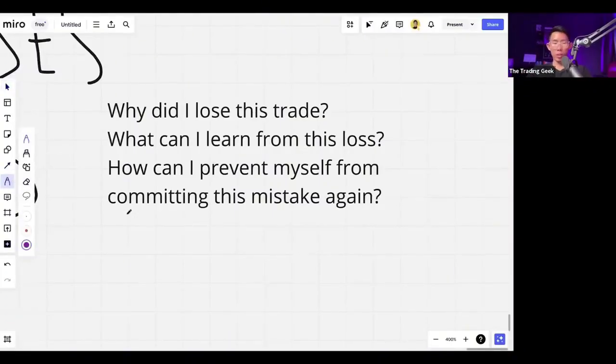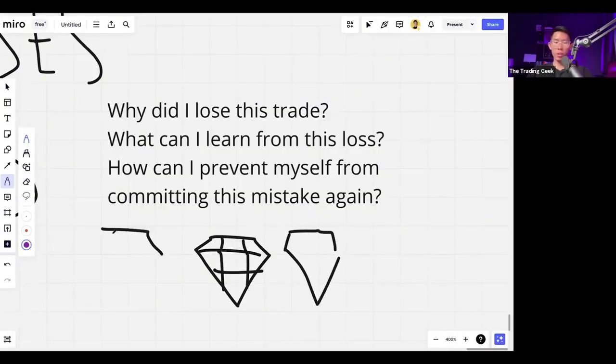Guess what you unlock? You unlock a hidden gem. And as time passes, you make more and more mistakes, you lose more and more money, and you just unlock more hidden gems. And eventually, you'll be so wise and so good at trading. And it's all because you lost money.